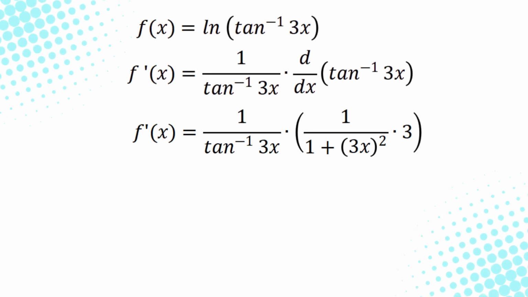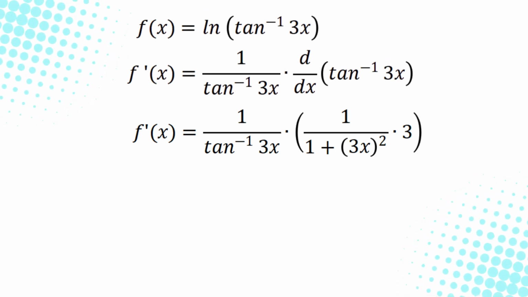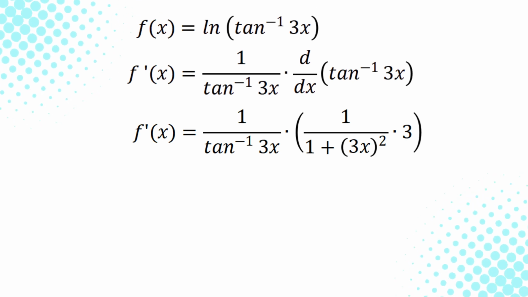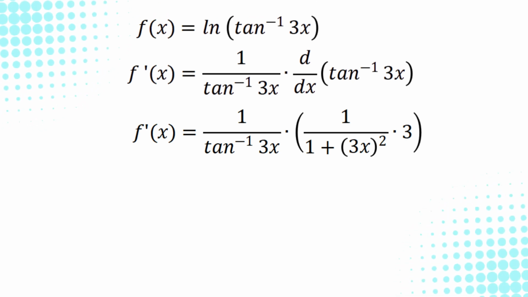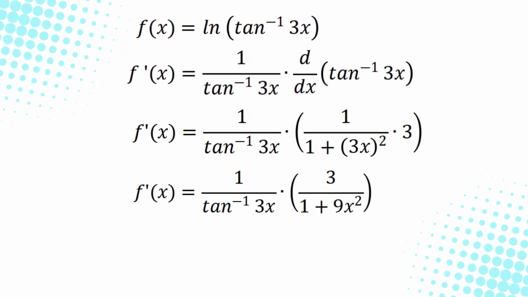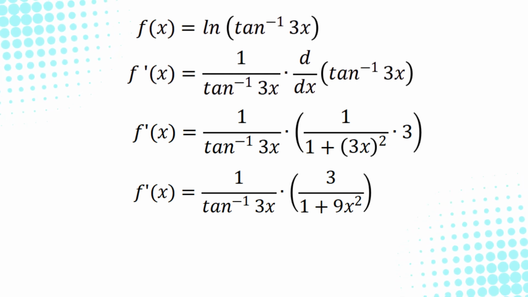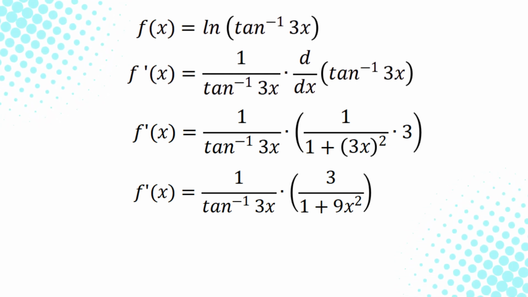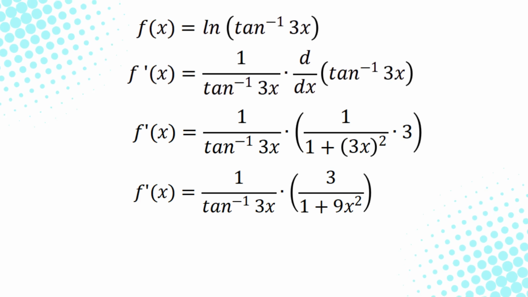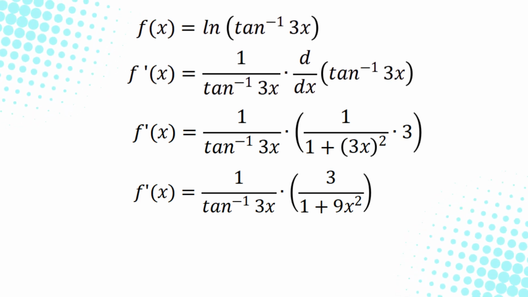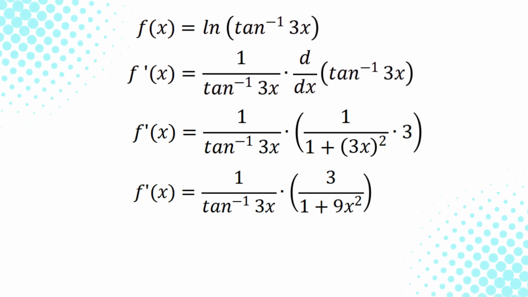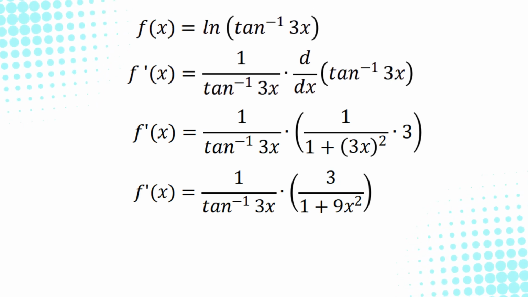Now, let us substitute back. Substitute the derivative of the inverse tangent into the equation. F prime of x equals 1 divided by the inverse tangent of 3x multiplied by the quantity of 3 divided by 1 plus 9x squared.